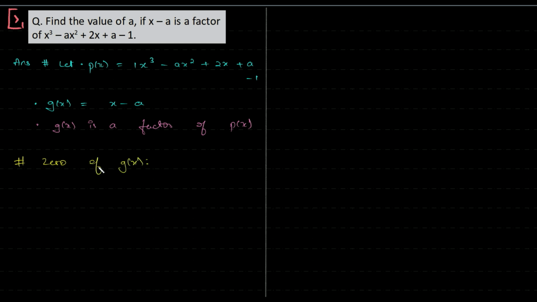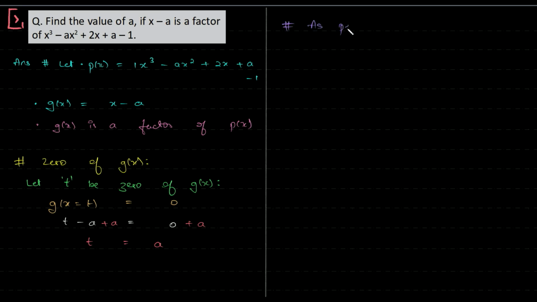Same procedure. Let t be the 0 of g of x. So when I substitute x equal to t, we have t minus a being equated to 0. So we add a on both sides, because I have to figure out t, is it not? So t is equal to 0 plus a, which is a itself. So the 0 of g of x is a.